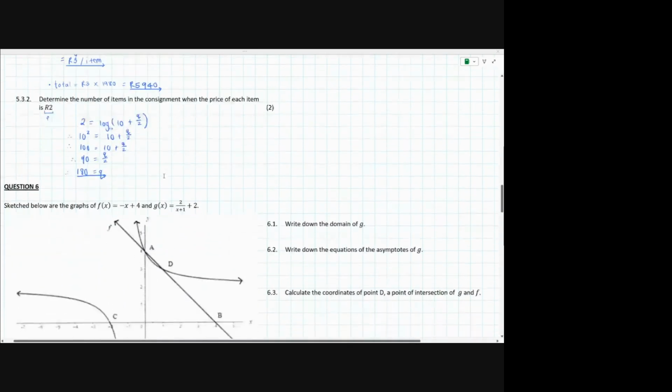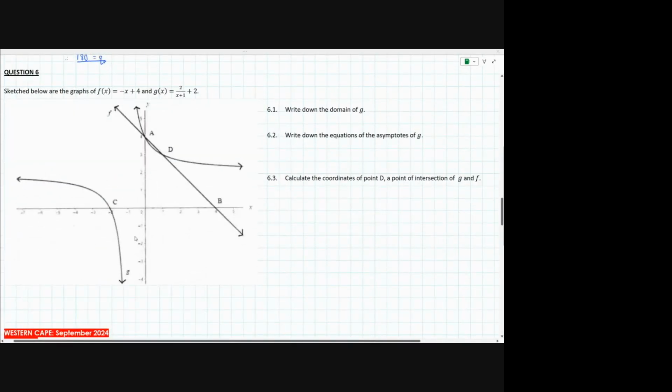Okay. So this is question 6 in this paper. Sketch below the graphs of f of x equals negative x plus 4 and g of x equals 2 over x plus 1, plus 2. I suppose what's interesting for this question is the fact that they give you the equations of both functions. Often we're used to being given a combination question and then it being like g of x is equal to a over x plus p plus q and us having to find a, p, and q and all of that. So that's a bit different here, but nonetheless we go.